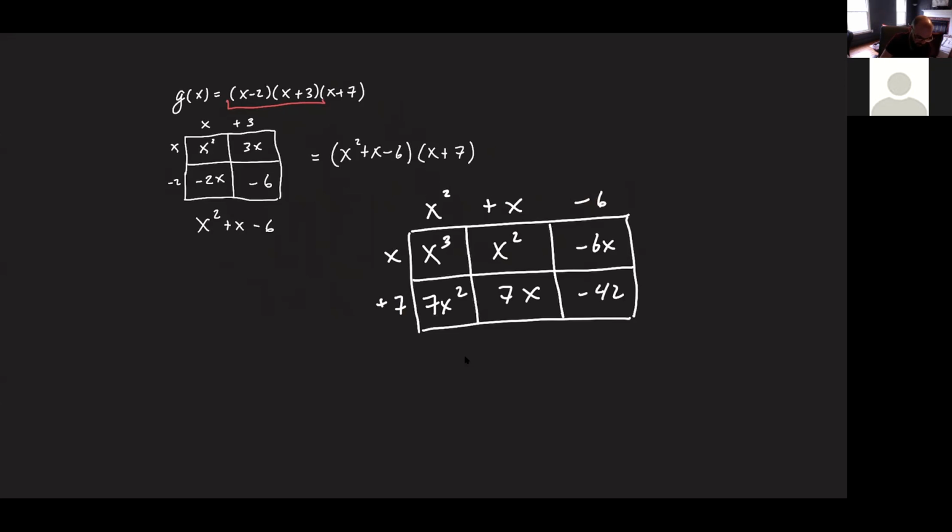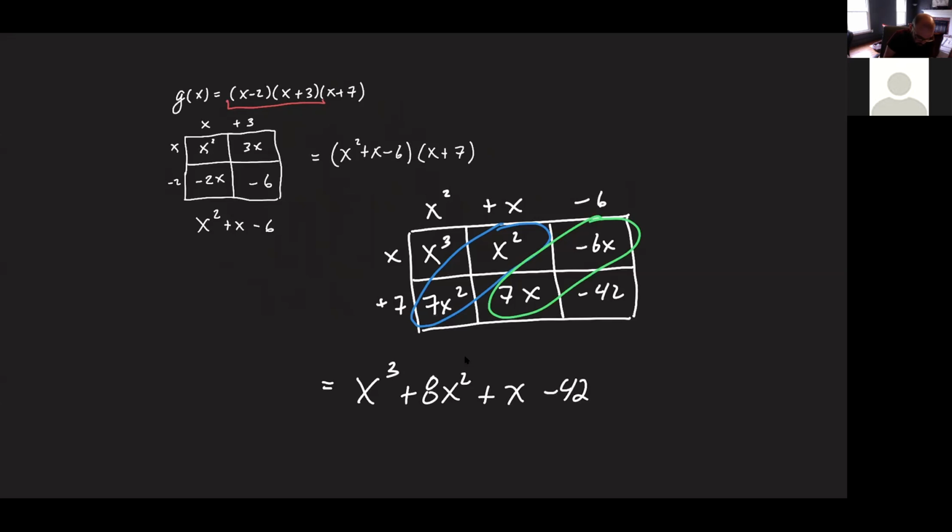So adding all this together, what I should see is, right, these two terms here are the same x squared, so those are going to get grouped together. And then these two terms here both have x's in them, so I'm going to group those together. So the final result here is I should get x cubed, plus 8x squared, plus x, and then minus 42.